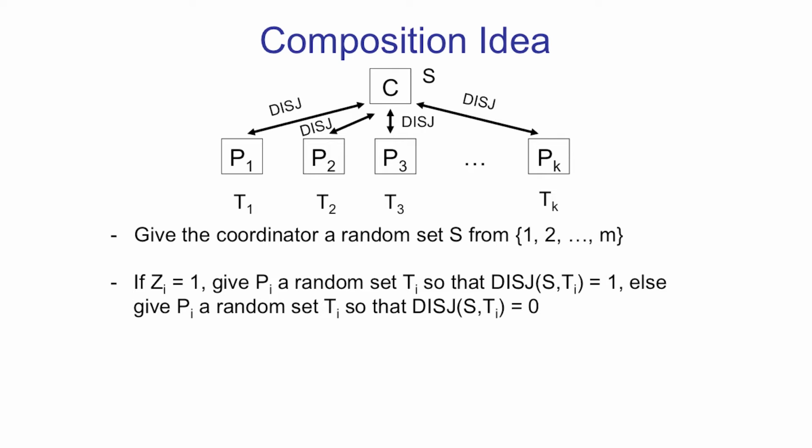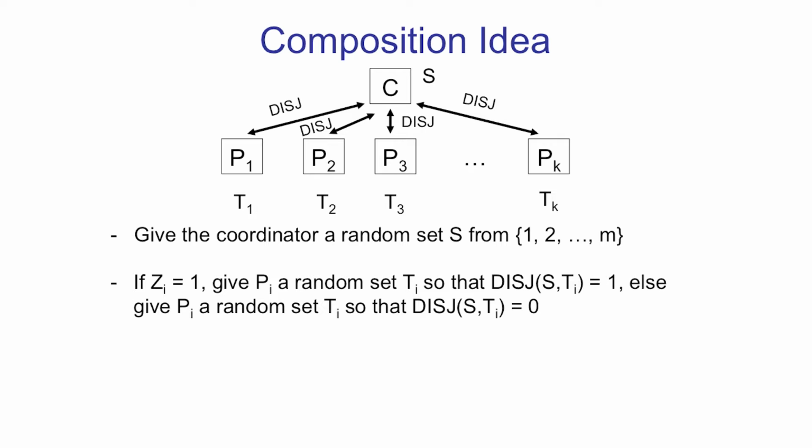And we say, if I flip the ith bit and it was 1, then I'm going to give player pi a random set ti which intersects S in a uniformly random position. And if my bit flip was 0, then I'm going to give player pi a set ti which is disjoint from the set S, a uniformly random disjoint set. So these zi's are not actually inputs to this problem, but in some sense they define how these inputs are being made.